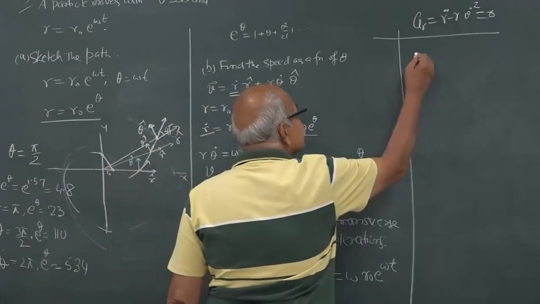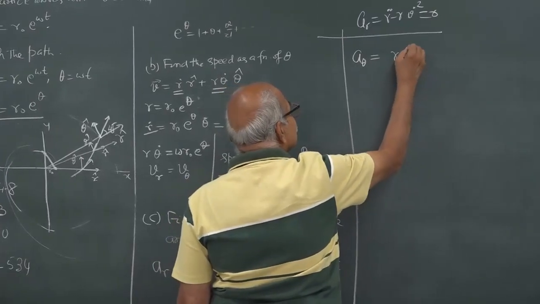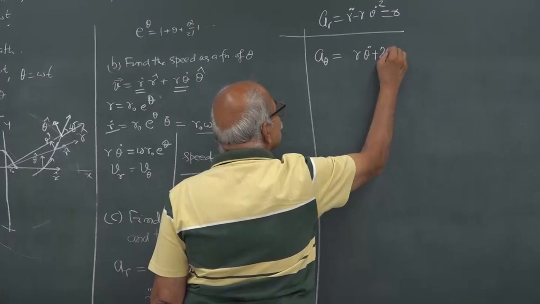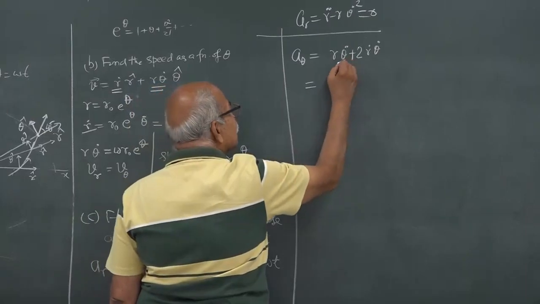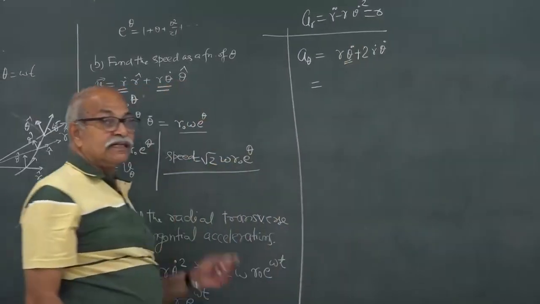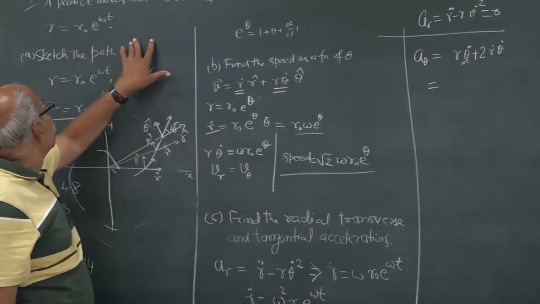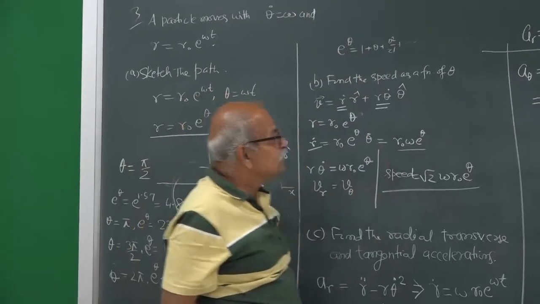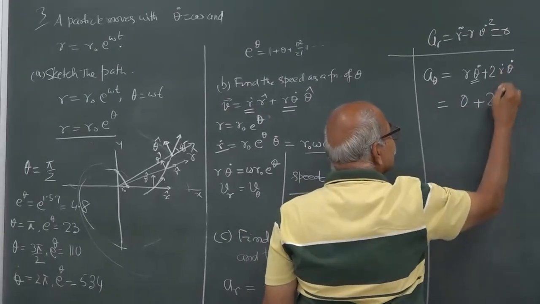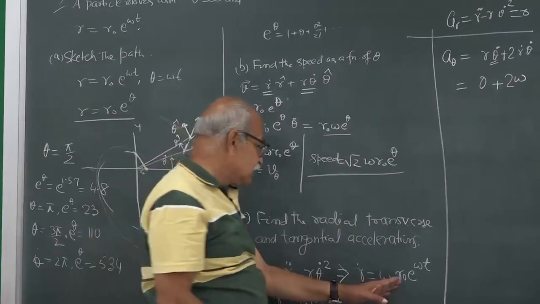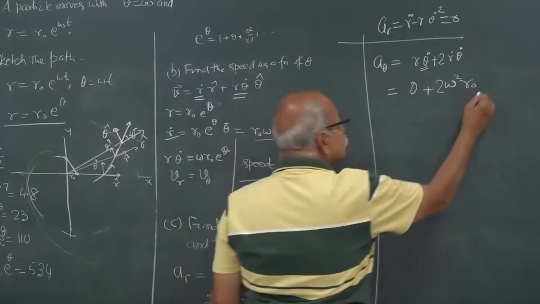Transverse acceleration, that means acceleration in theta direction, is r theta double dot plus 2 r dot theta dot. Going in the same fashion, theta dot is fixed, theta dot is d theta dt, and that is fixed, that is omega. So, theta double dot is 0. 2 times r dot and theta dot, where theta dot is omega and r dot is omega r naught e power omega t.